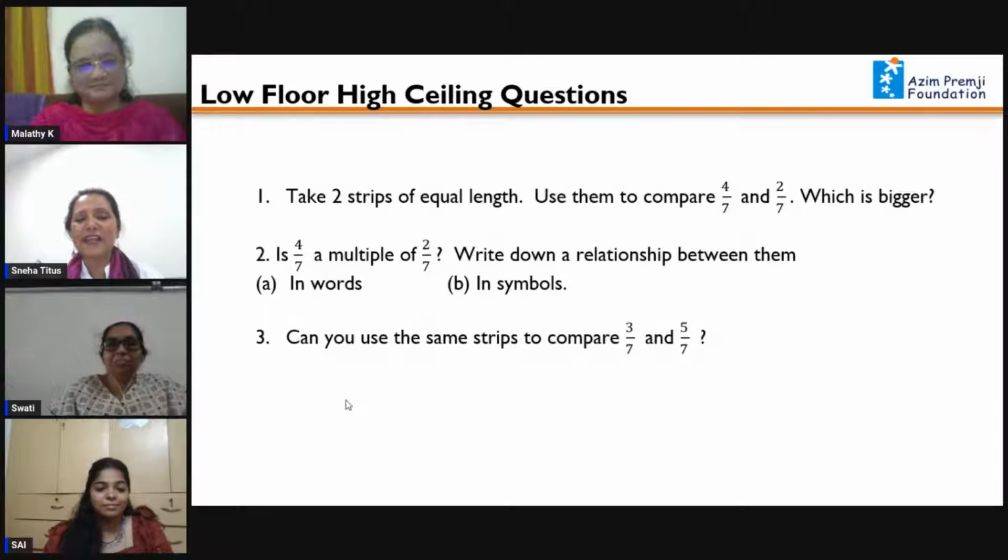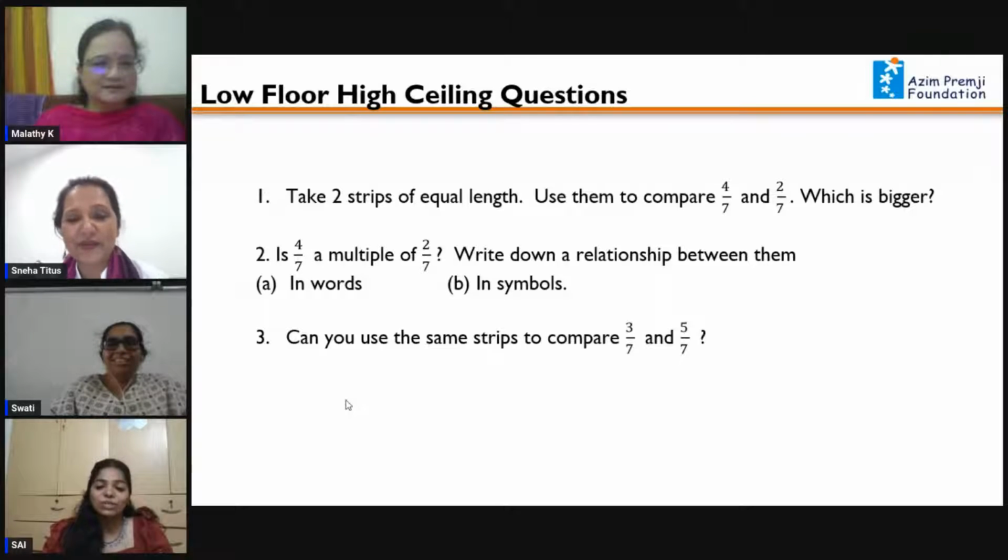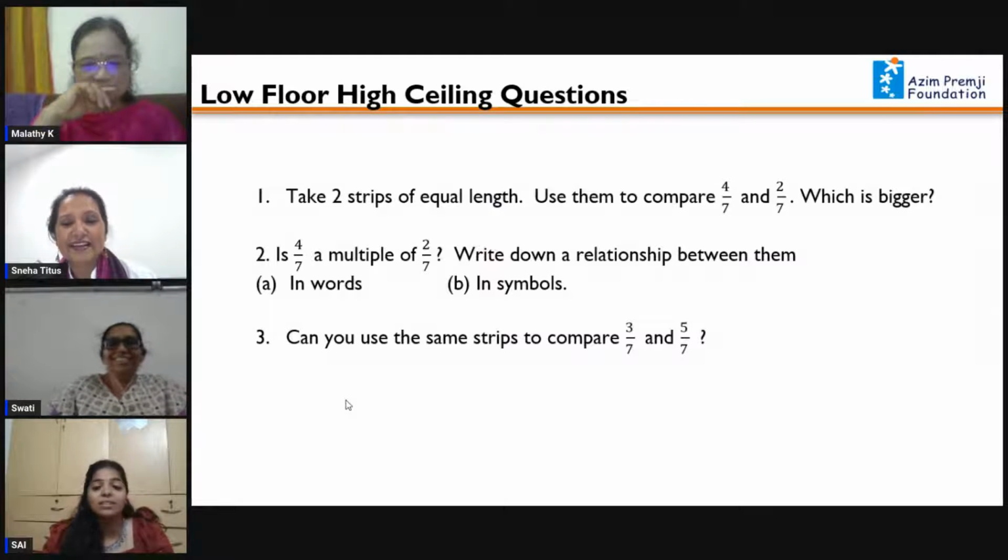Why is this question saying use the same strips to compare 3/7 and 5/7? They need not waste the next set of strips. Okay. Also, what I noticed is that 3/7 is 1/7 less than 4/7, but sometimes we have students tell us it is one less than 4/7. That is also something that came up. Yes, thanks, Sai. Often the temptation is to add one to both sides, not 1/7 to both sides.